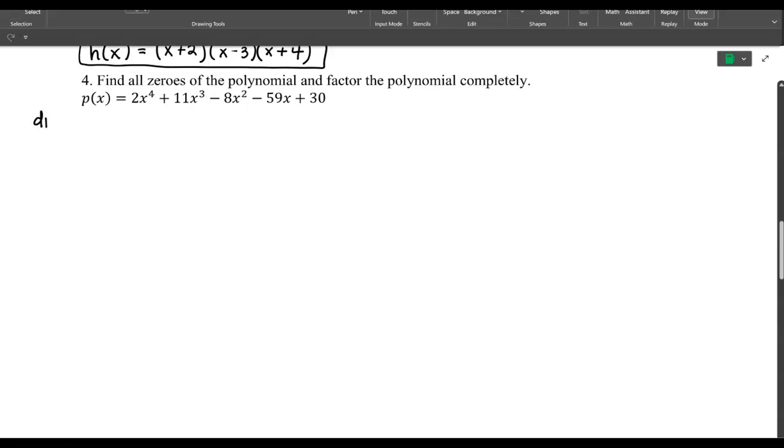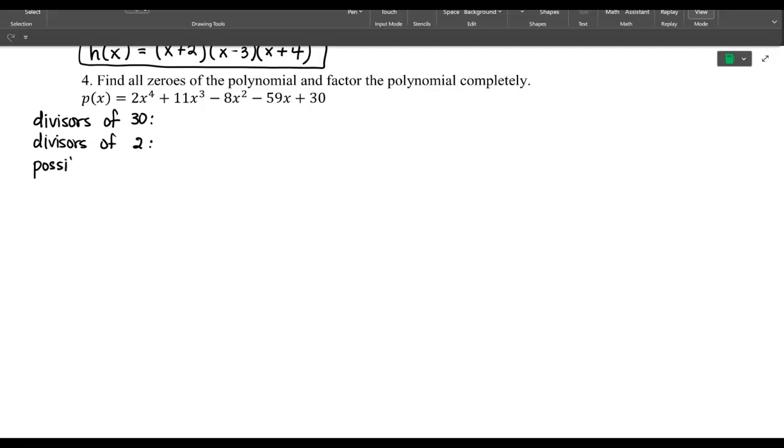In example 4, I'm going to begin by first finding a list of possible rational zeros. To do that, I'll need to list divisors of 30, and then I'll also need to list divisors of 2. I always recommend you start by listing divisors of the constant term first, because those are the ones that are going to be going into the numerators when you form your list of possible rational zeros.